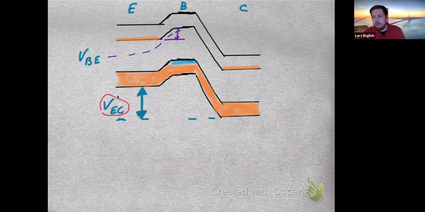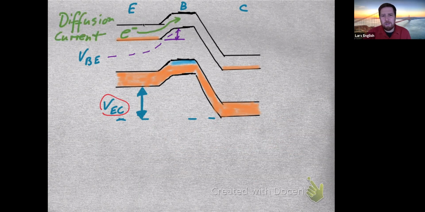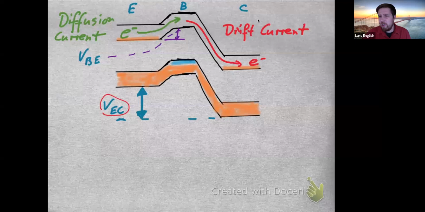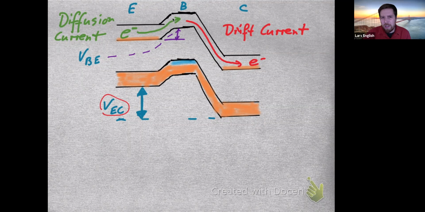Here's our picture again, just like before. We have these two independent voltages. And if this is forward biased here between E and B, we get this diffusion current, just like in a regular diode. So this is the diffusion current, and then down here, this is very much like a drift current. These electrons are going into the base, and then boom, they're getting accelerated, and they arrive at the collector with a fairly high speed.